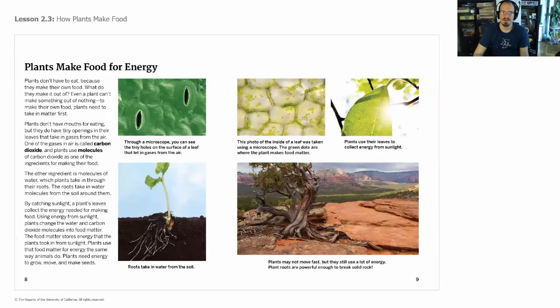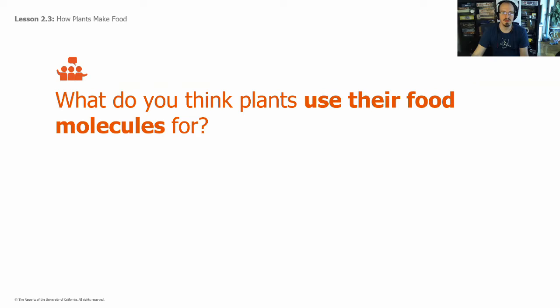One place we saw that was on this page here. The leaves were taking in carbon dioxide, the roots in the soil were taking up water, and the leaves were collecting energy from sunlight. So what do we think that plants use their food molecules for?